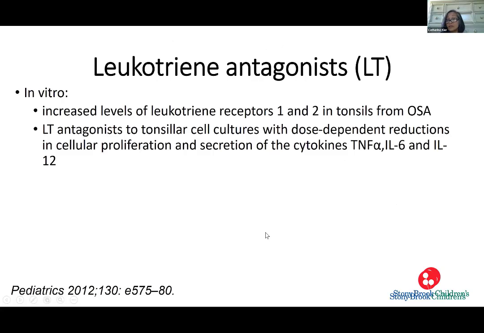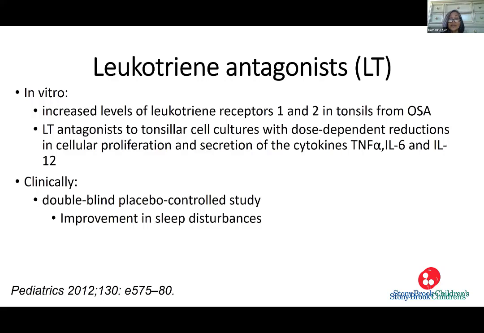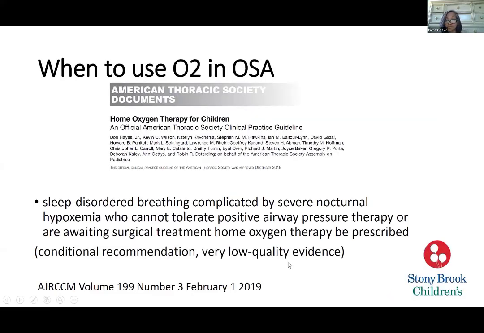Same thing with Montelukast, you can see that there are increased leukotriene receptors on tissues of patients with OSA. A double-blind study was done and also showed improvement in sleep disturbances. Now, when do you use oxygen in OSA? Because in obstructive sleep apnea, the primary etiology would be obstruction, so oxygen seemingly does not make sense as a treatment.